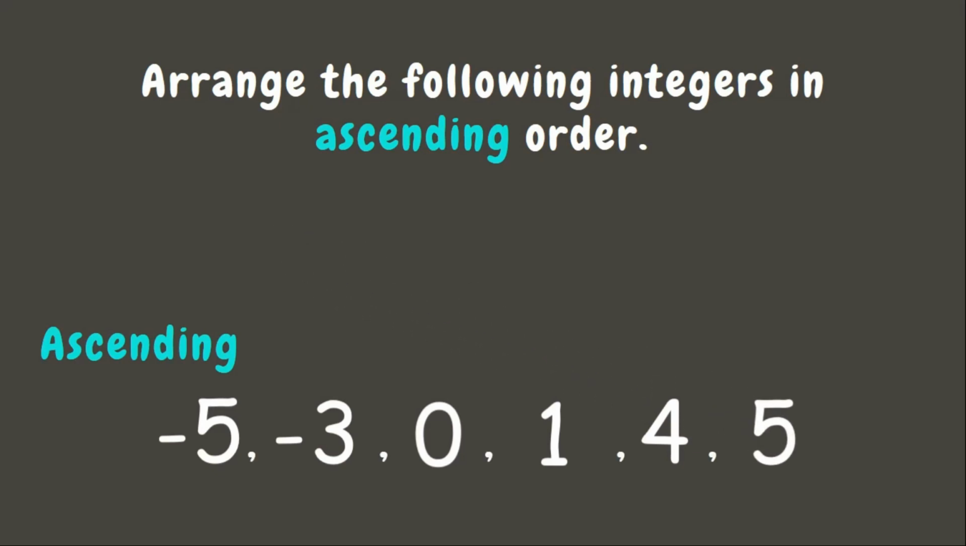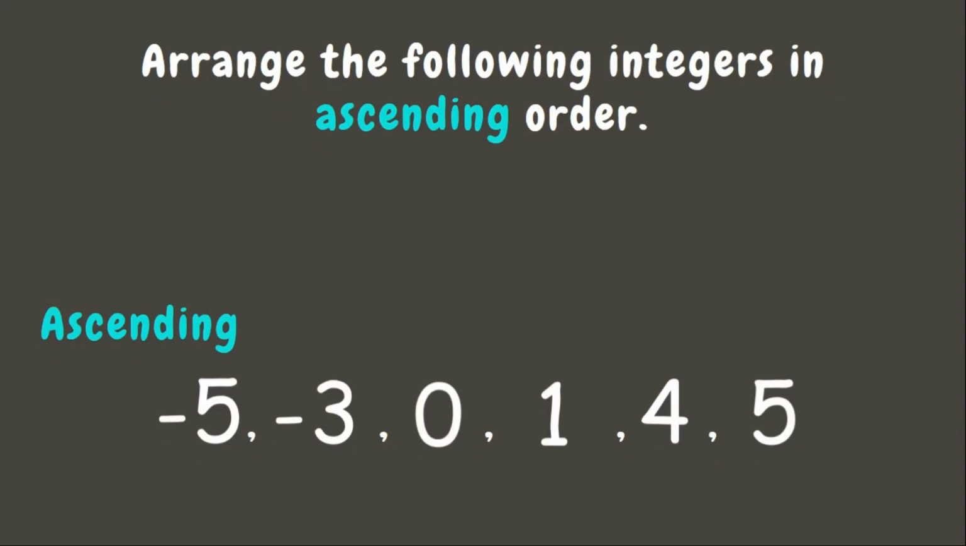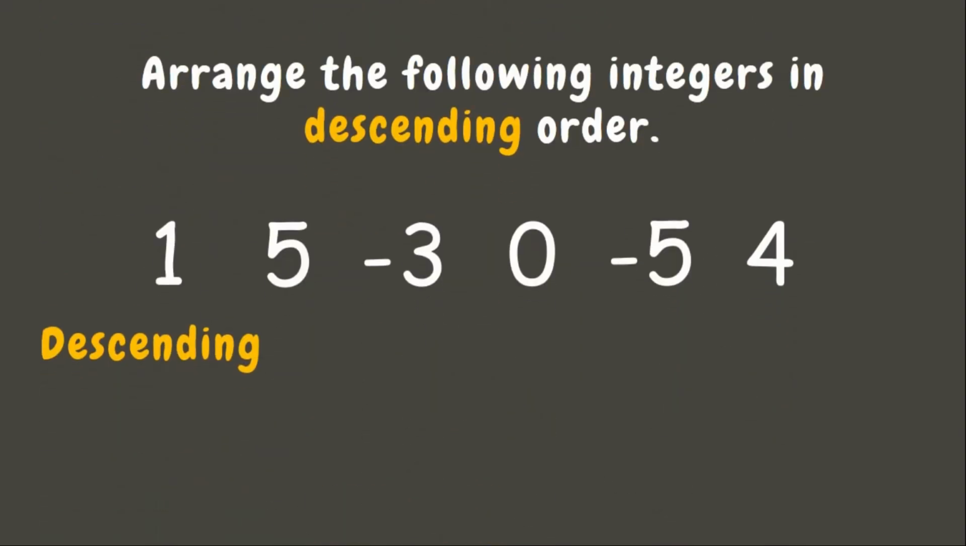Now we have negative 5, negative 3, 0, 1, 4, and 5. And they are arranged from smallest to largest. Wonderful! Now this time, let us try to arrange them in descending order. Again, when we say descending order, it is the opposite of ascending order. It means that we will arrange them from biggest to smallest.